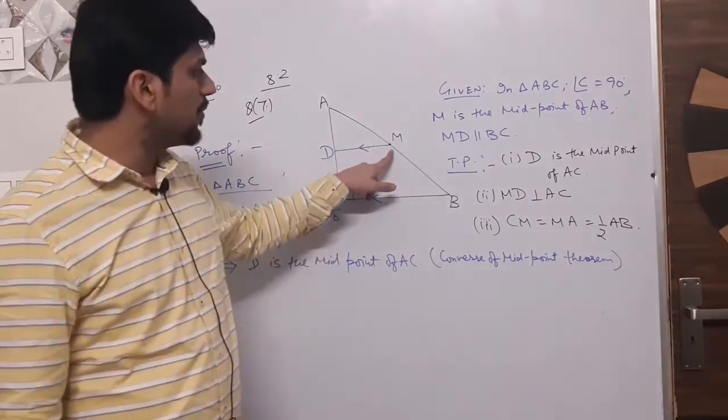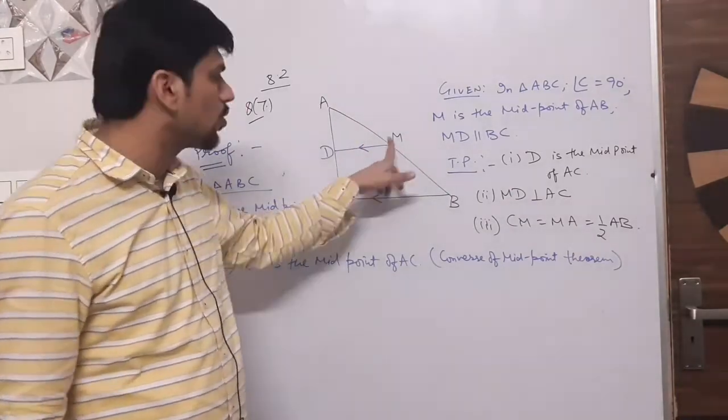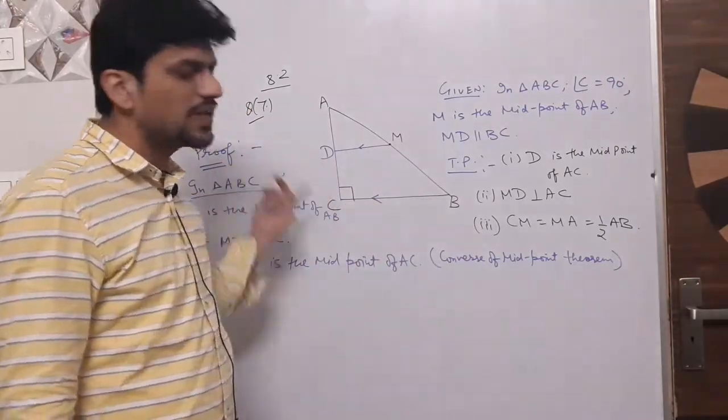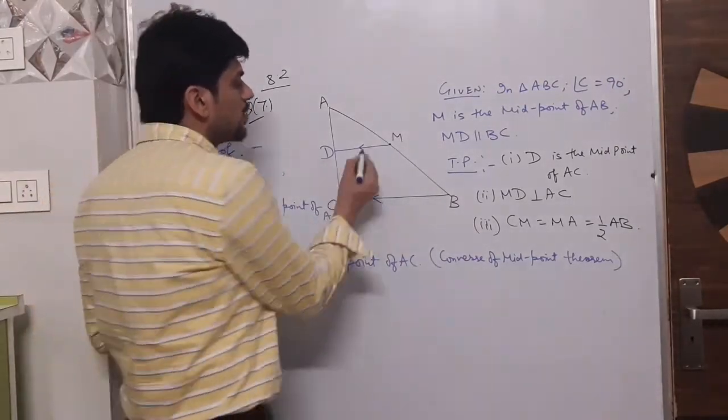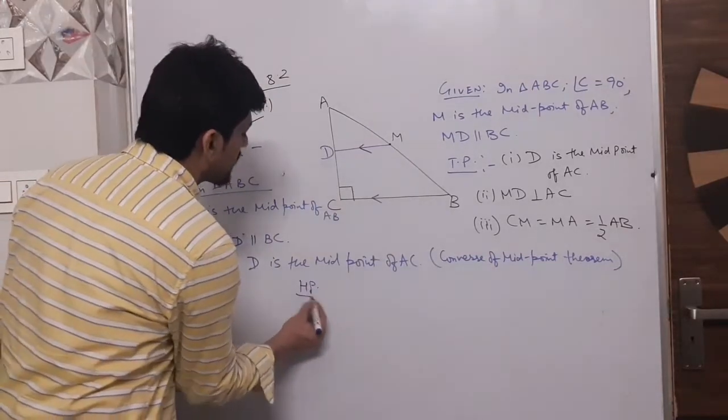सो यहाँ देखो M मिड है हाइपोटेन्यूज AB का, तो इस ट्रायंगल में एक साइड के मिड पॉइंट से लाइन ड्रॉ कर रहा हूँ मैं पैरेलल टू अदर साइड BC, तो थर्ड साइड को बाइसेक्ट करेगी. दिस इज द कन्वर्स ऑफ मिड पॉइंट थ्योरम, स्ट्रेट फॉरवर्ड. तो ये हो गया आपका हेंस प्रूव फर्स्ट पार्ट.